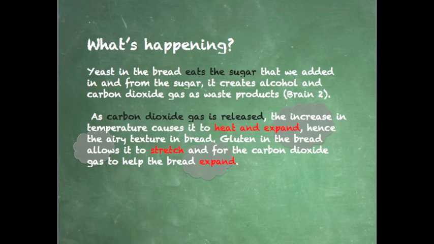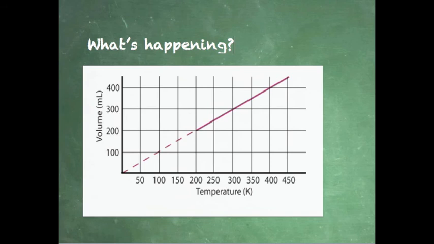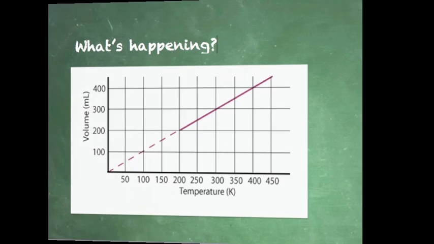Now, as the carbon dioxide gas is released, increase in temperature causes it to heat and expand, creating the airy texture that we see in bread. The gluten in the bread allows it to stretch and for the carbon dioxide gas to help the bread expand. This is a graph of Charles' Law in action. As you can see, it's a linear graph. As the temperature increases, the volume also increases.